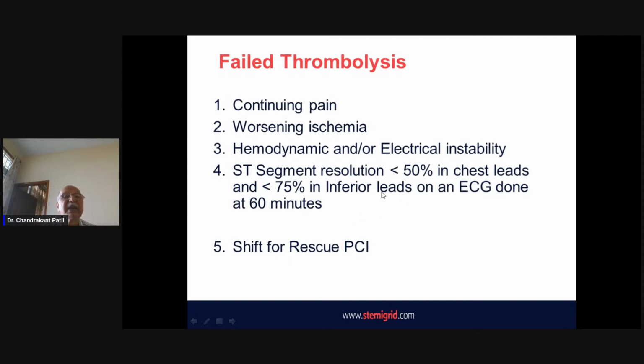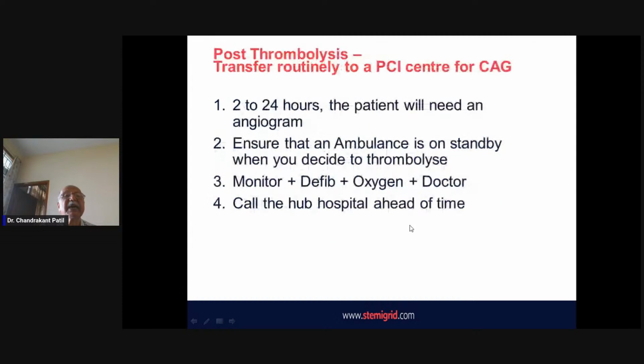They all indicate that there is a fibrinolysis failure. Hence, he should be shifted to a higher center where PCI facilities are available. Shift for a rescue PCI. So post-thrombolysis, transfer routinely to a PCI center for a coronary angiogram.